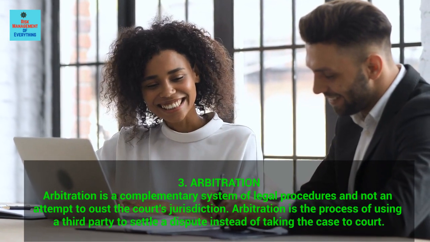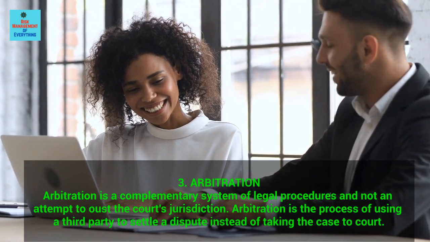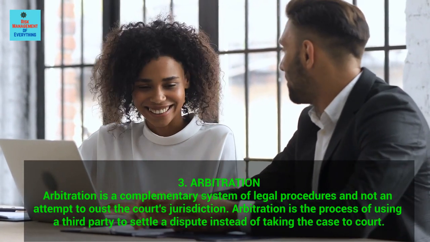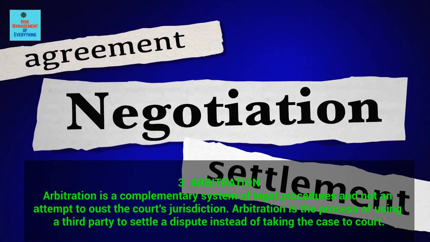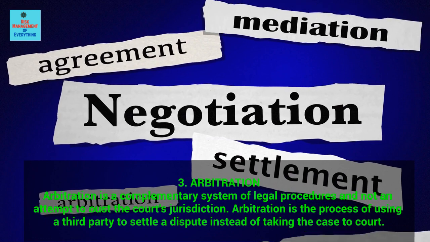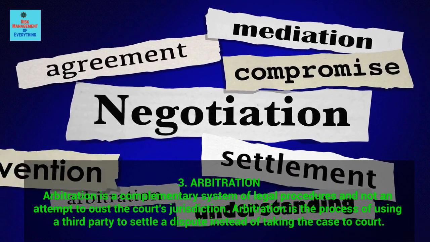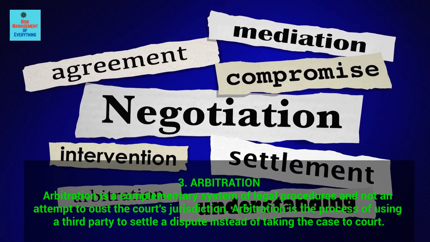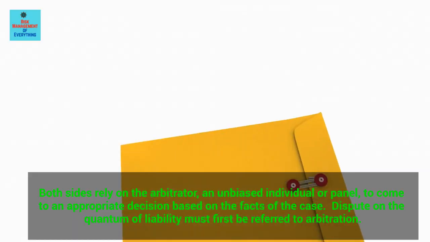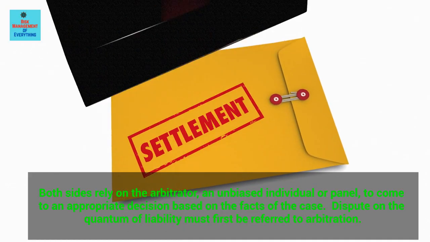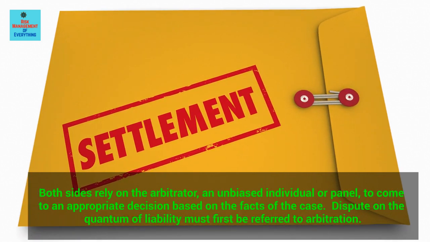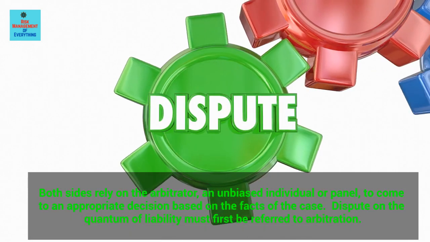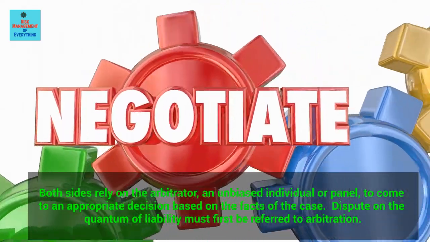3. Arbitration. Arbitration is a complementary system of legal procedures and not an attempt to oust the court's jurisdiction. Arbitration is the process of using a third party to settle a dispute instead of taking the case to court. Both sides rely on the arbitrator, an unbiased individual or panel, to come to an appropriate decision based on the facts of the case. Dispute on the quantum of liability must first be referred to arbitration.